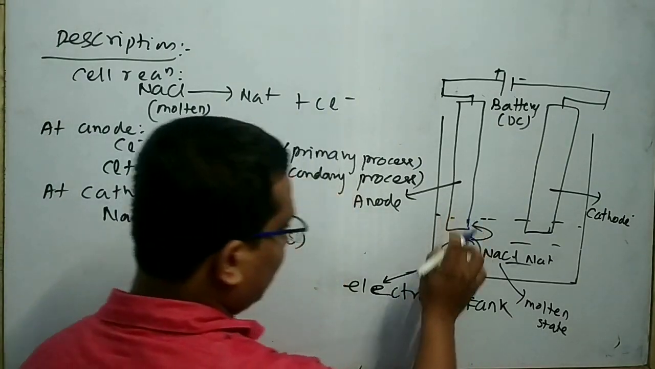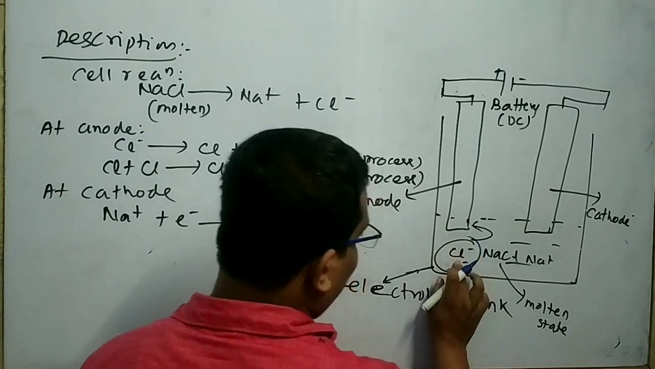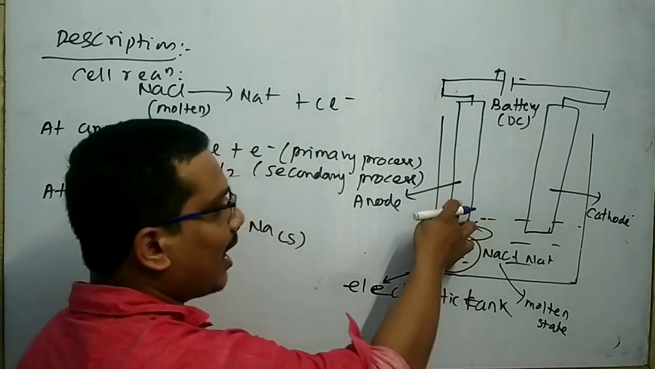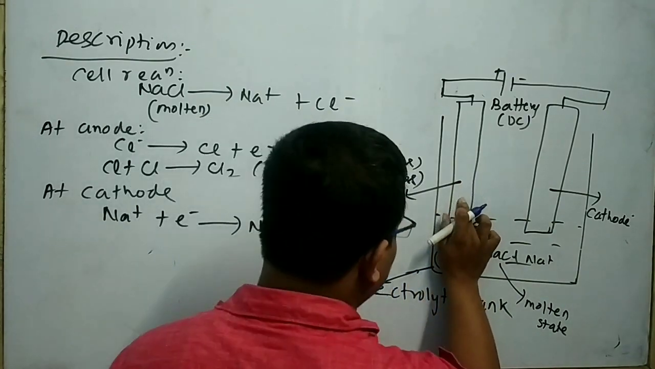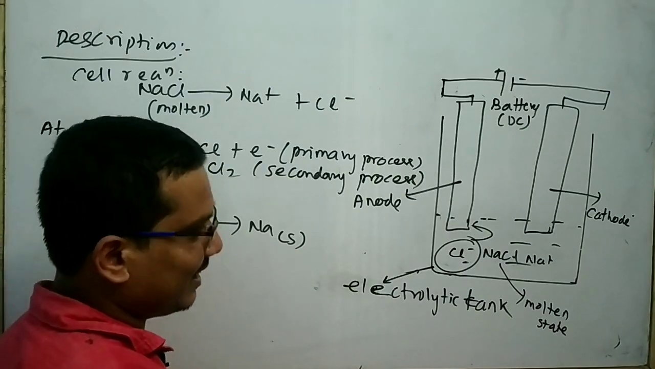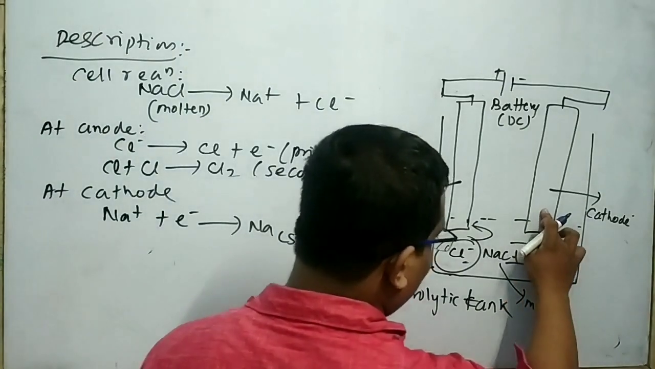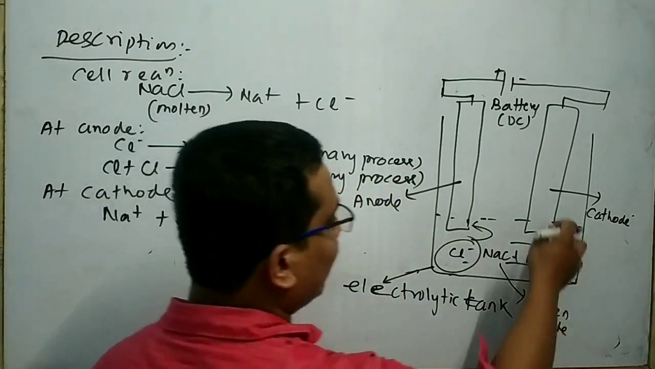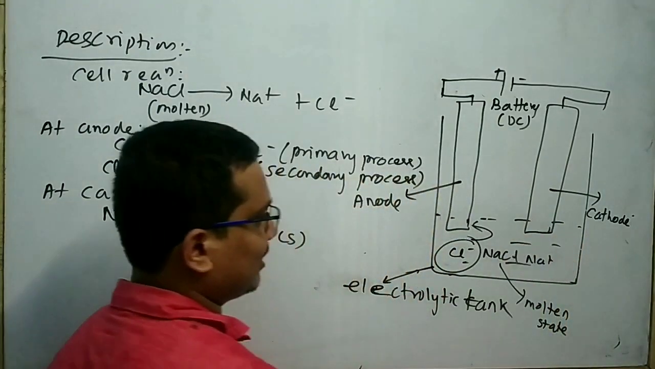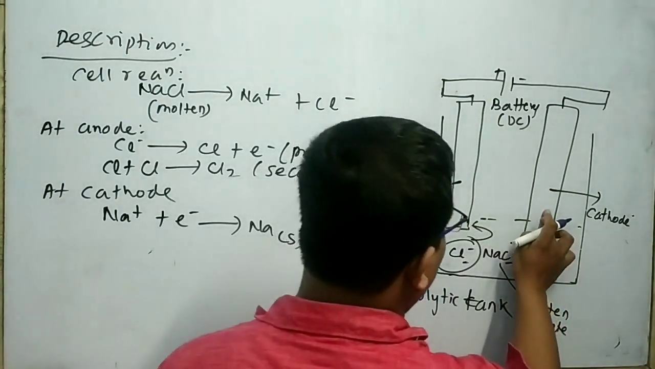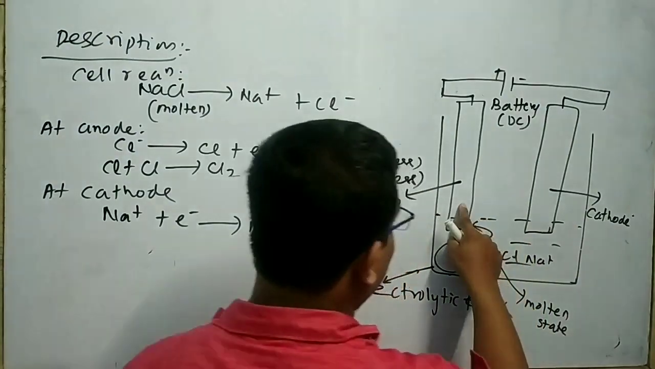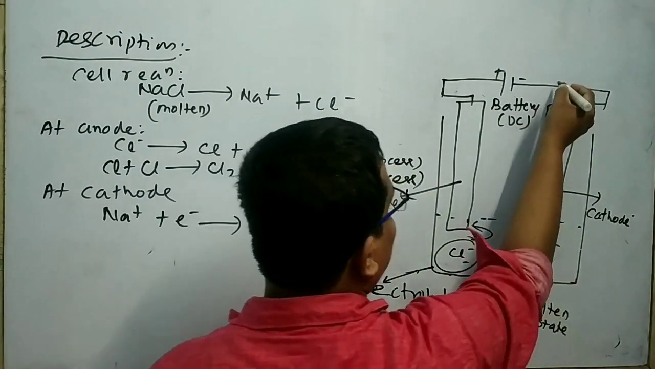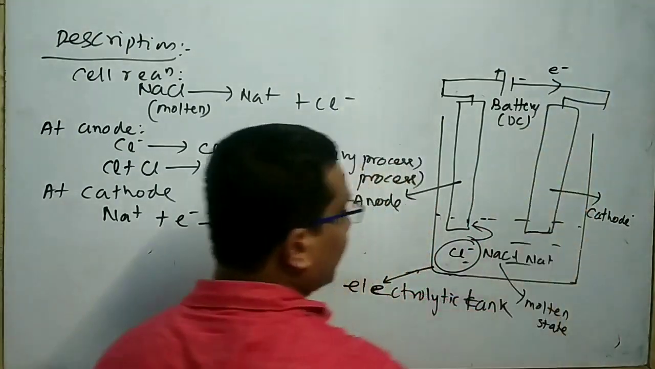Due to oxidation, the Cl2 molecule is liberated at anode and the electron is deposited at that electrode. As a result, the electron density on the anode goes on increasing. Due to reduction, the cathode supplies the electron to the Na+. As a result, the electron density goes on decreasing. Electron density more, electron density less. That means the electron flows from anode to cathode like this. This is the direction of flow of electron.